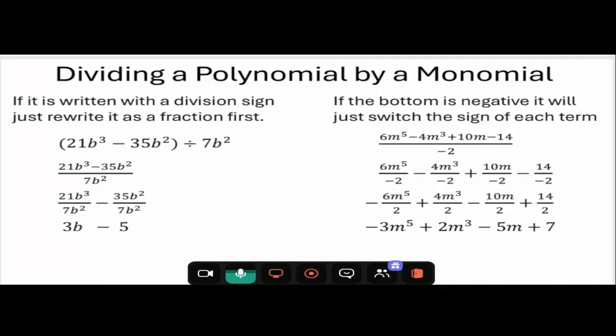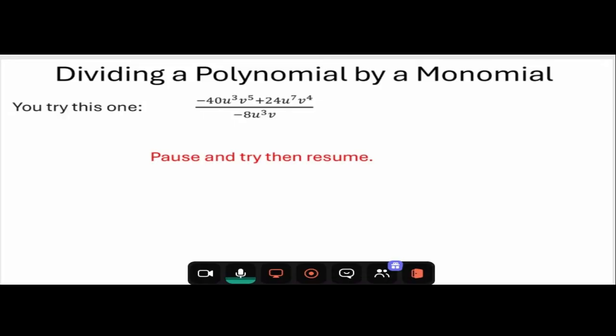Okay, so if your bottom is negative, all that happens is it changes every term to the opposite sign as it was before, and the bottoms become positive, then you can carry on as normal. Give that one a try.